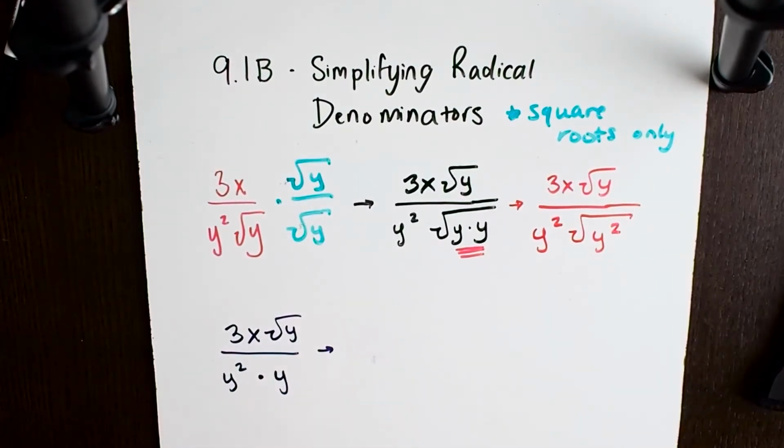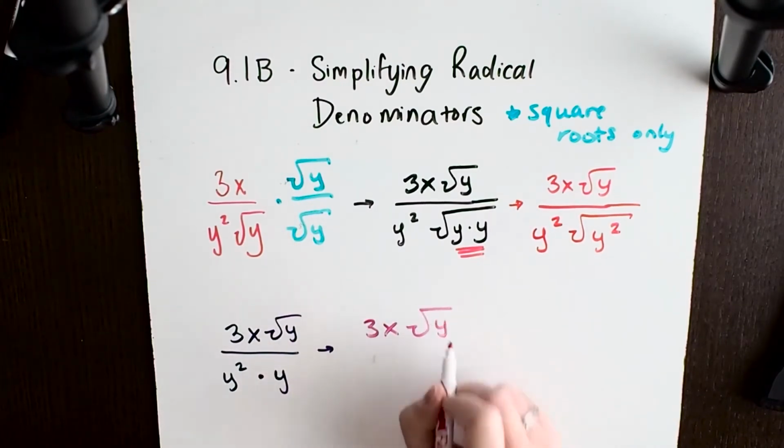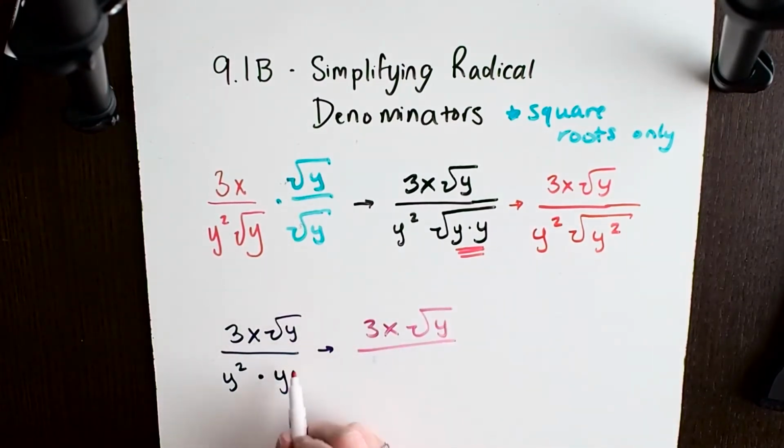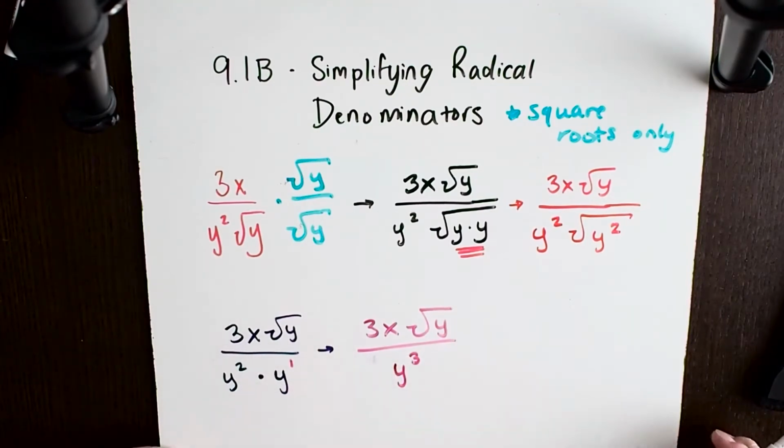So continuing to rewrite it, we now have 3x times the square root of y all over, and let's combine these, remembering that if there is no exponent written, it's just y to the 1. We multiply y squared times y to the 1, meaning we add the exponents and get y to the third on the bottom.